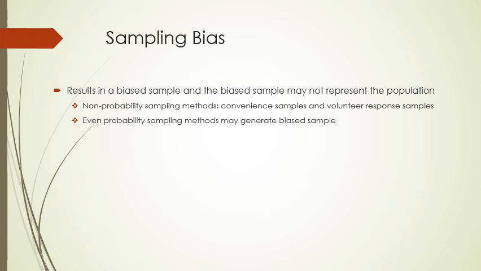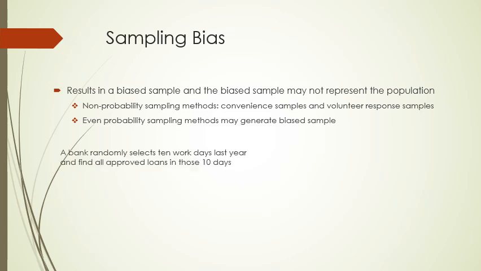Sampling bias results in a biased sample. The biased sample may not represent well the population. Convenience samples and volunteer response samples are common biased samples generated by non-probability sampling methods. However, even probability sampling methods may generate biased sample if the selected sample fails to represent the whole population. Let's take a look at the examples in the last slide.